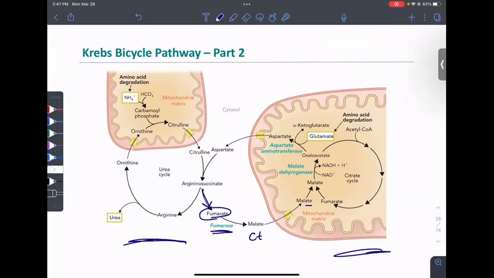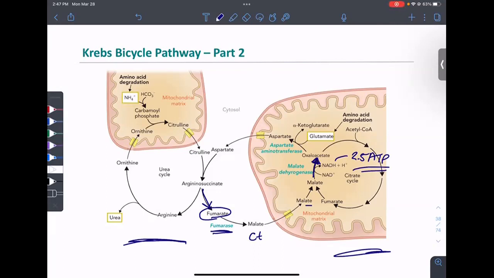Because remember, the part of the urea cycle where we make fumarate is in the cytosol. So we have malate in the mitochondrial matrix. Malate gets converted to oxaloacetate as a part of the citrate cycle. And when that happens, we're actually going to convert NAD plus to NADH. Then the NADH is going to go to the electron transport chain and make 2.5 ATP. That's going to be great because it's going to help us offset the energy that's required.